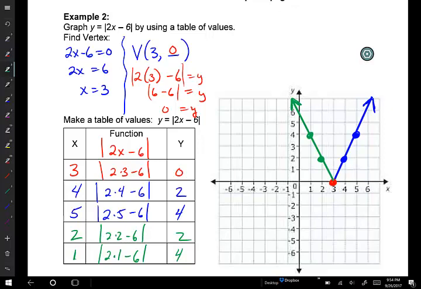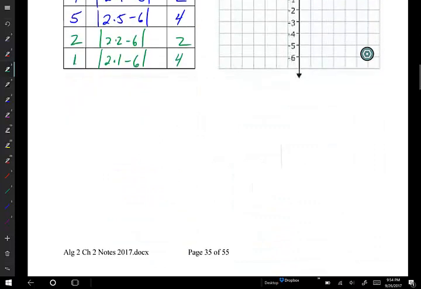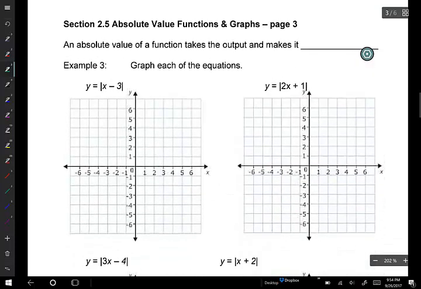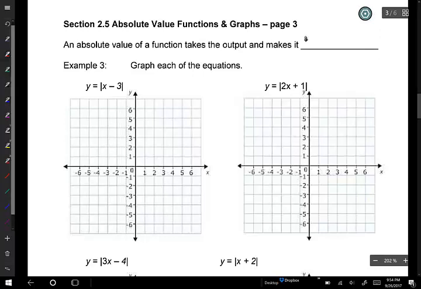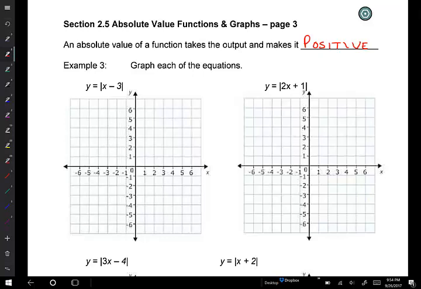What I'd like you to do now is go to our next page and really take some summary ideas and just talk about what an absolute value function does. Very simply, it takes our output and it makes all of our outputs positive. So our outputs become positive when they come out of that absolute value function. So remember, an absolute value is in the shape of a V. So this is a second way to approach looking at the problem.